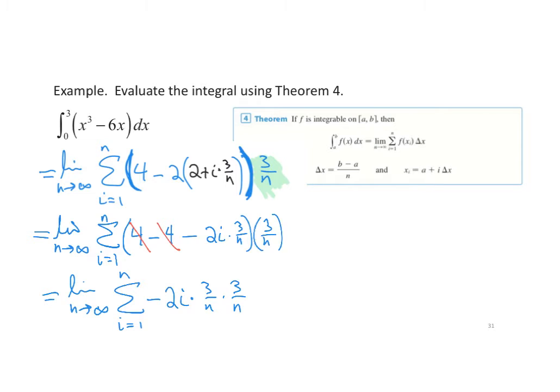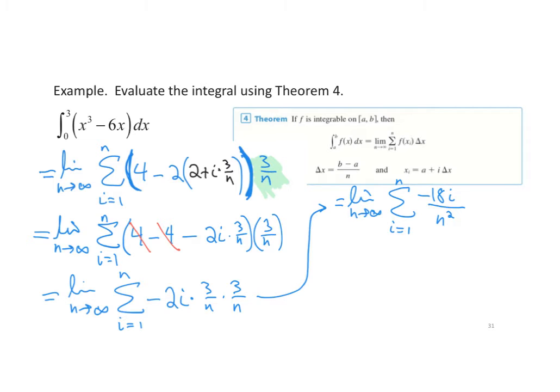Okay, let's simplify some more. We get the limit as n goes to infinity of the summation from i equals 1 to n of, let's see, negative 2 times 3 times 3, that's going to be negative 18. So it's negative 18i over n squared.